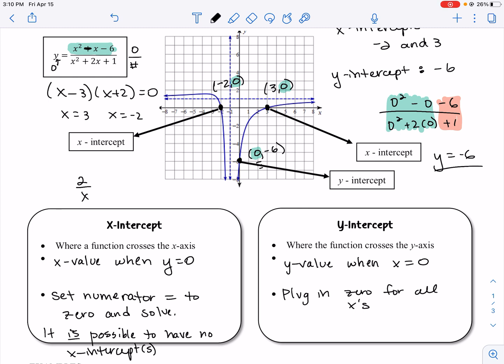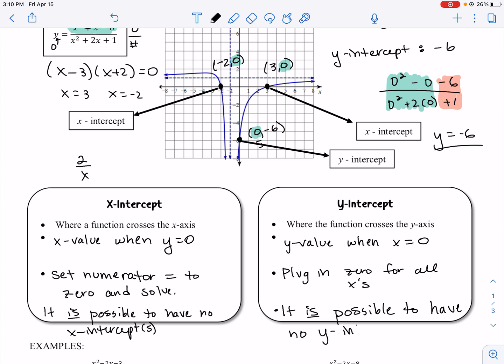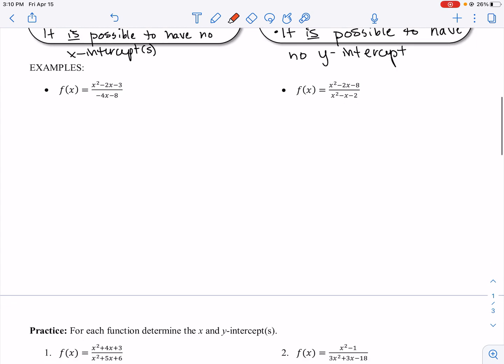So when you plug in 0 for all the x's, get rid of the things that cancel, and then simplify whatever's left. Again, we said that it is possible to have no y-intercept. And this example right here is another case of that, because if we plug in 0 into this equation, we're going to get an undefined function. So if the y-axis is the asymptote, or if there's a hole on the y-axis, that's going to create no y-intercept. So let's practice a few.